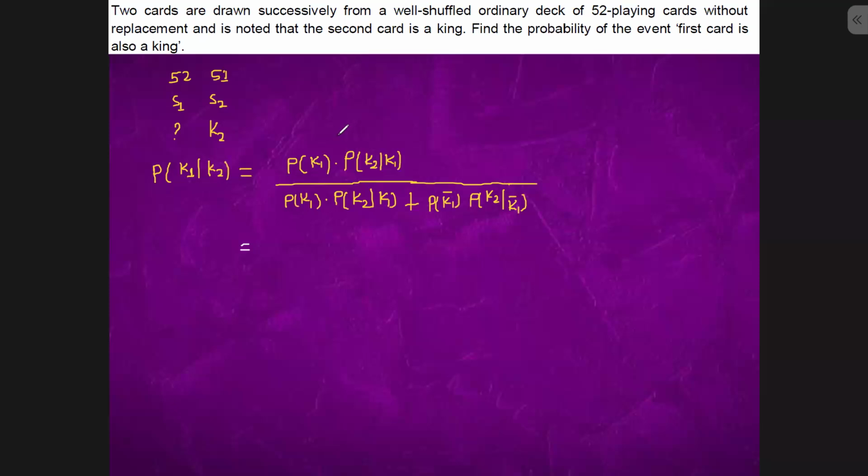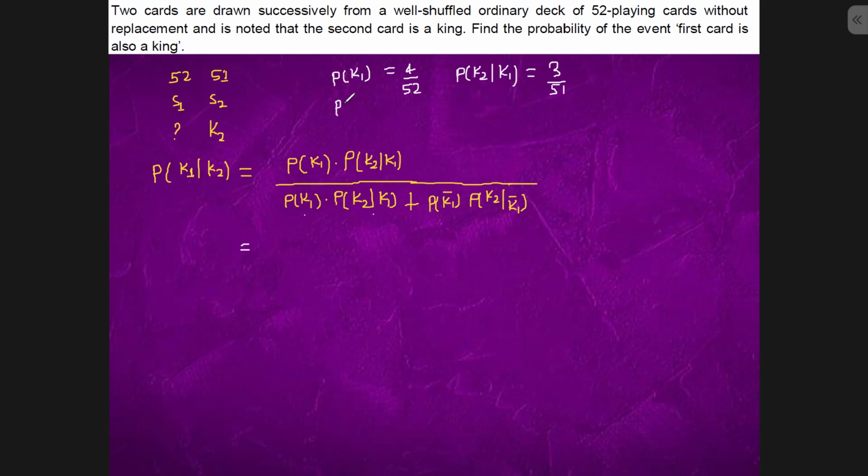So probability of first card having king is 4 upon 52. Probability of K2 given first card is king is 3 by 51. We will be left with only 51 cards and we will have 3 kings. So this is P(K2 given K1). So we know P(K1), P(K2 given K1).